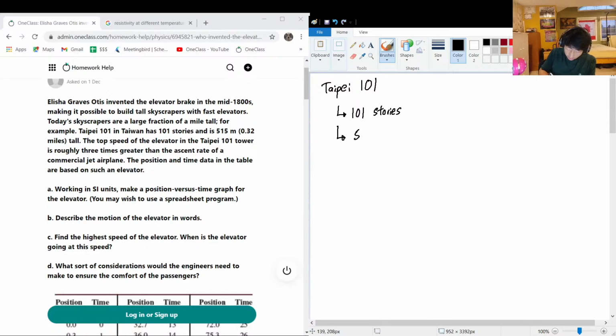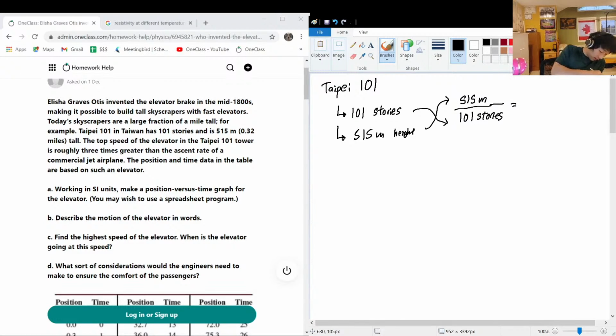We have 515 meters of height. So the height per story is going to be like this. I guess I should have probably written them the other way around, but if we do 515 meters divided by 101 stories, we will get 515 divided by 101, we will get 5.0. Let's just round that to 5.1 meters per story.